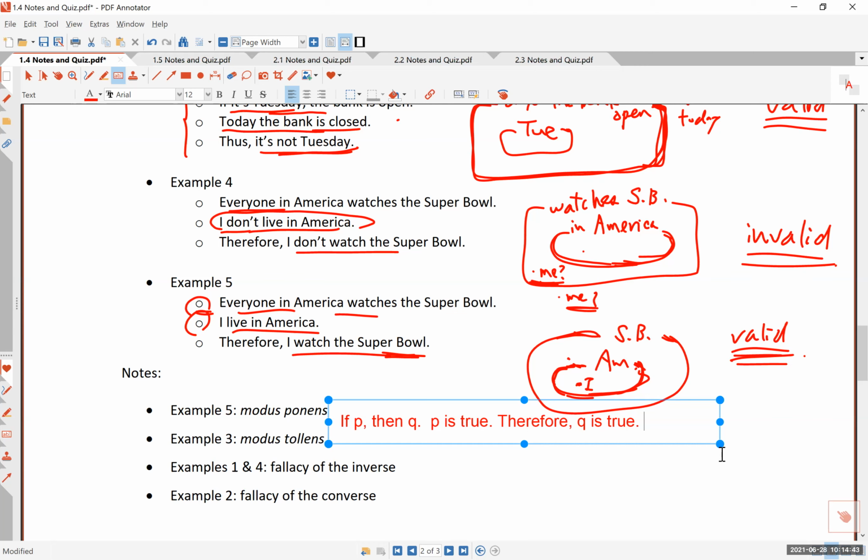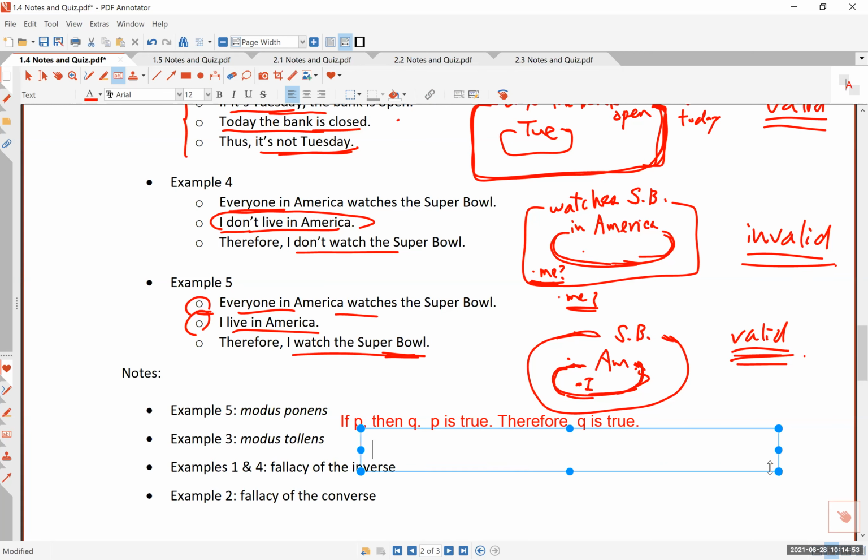Basically, this is saying if you belong to the inner circle, then you must be inside of the outer circle as well. Now, example 3 was also valid, and that argument type is called modus tollens. And this one says, if P, then Q is true. Now, Q is false. If Q is false, then P must be false.